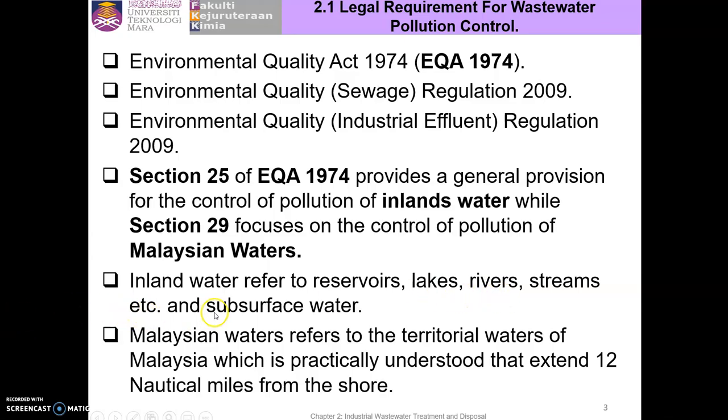And also subsurface water. Okay, for example if there is a factory, and then they produce wastewater, so we will cover under inland water. While Malaysian waters refer to the territorial water of Malaysia, which is practically understood to extend 12 nautical miles from the shore. This is about the border with our neighbouring countries, for example Thailand, Indonesia. So that will be covered under section 29, which focuses on the control of pollution of Malaysian waters.